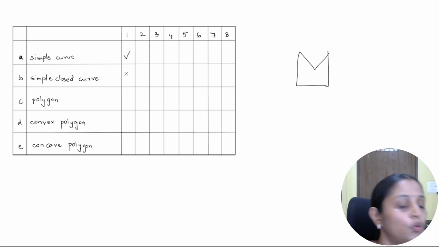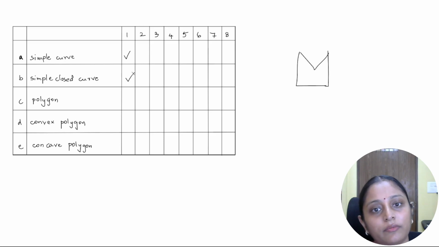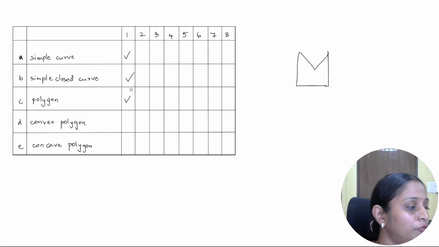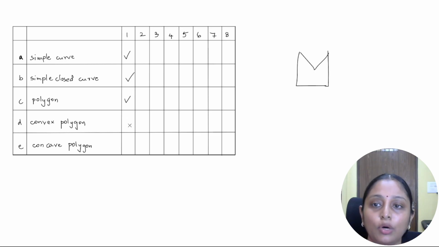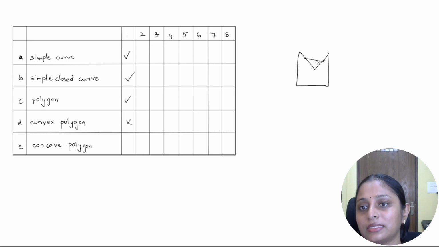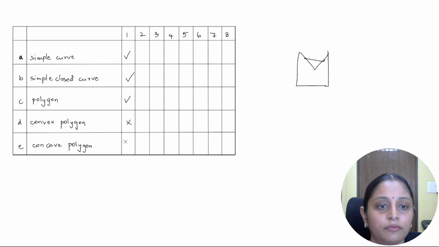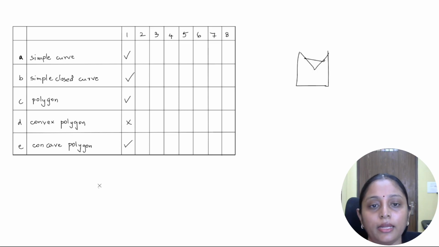And is it a simple closed curve? Yes, it is a simple closed curve. Now they are asking, is it a polygon? What is a polygon? A simple closed curve made up of line segments. Now clearly this is made up of line segments, therefore I can say that this is a polygon. Now I have to check whether it is a convex polygon or a concave polygon. Is it a convex polygon? It is not, because you can see that if I join points, some of the line segments lie outside the curve. Therefore it is a concave polygon, right? So this is your first figure.